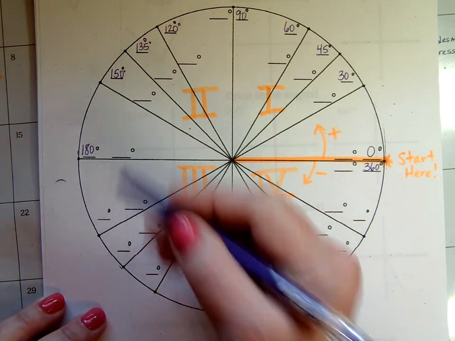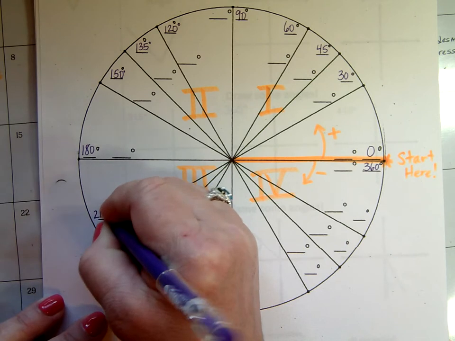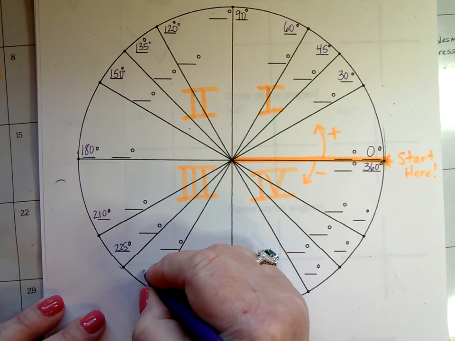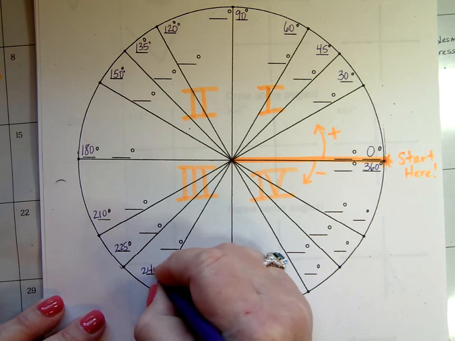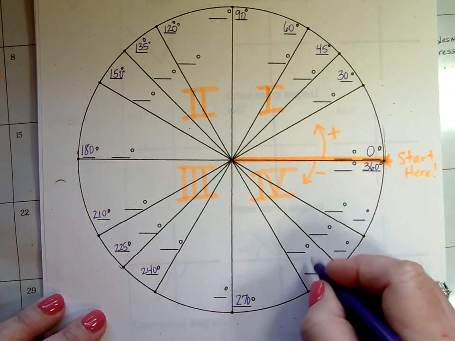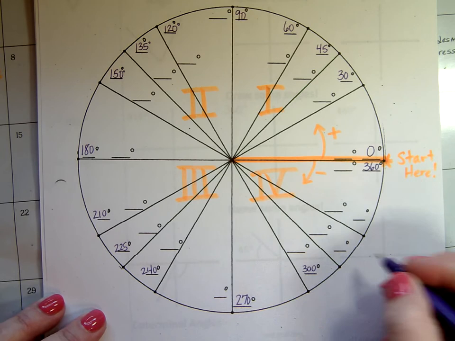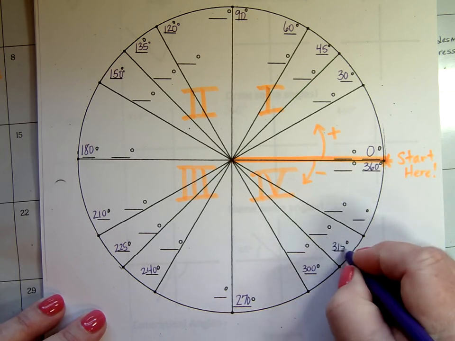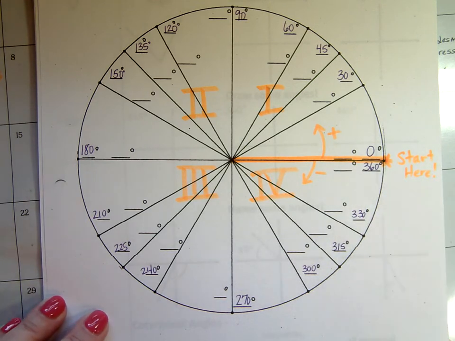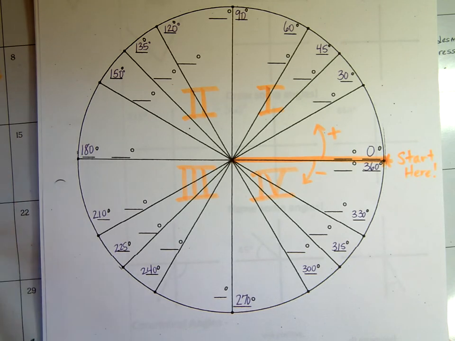All right, let's go 30 more. That puts this at 210. 15 from that is 225. 15 from that is 240. 30 from that is 270. We got that. We're going to keep going. I'm going another 30. Well, that puts me at 300. Then I'm going 15, 315. And then I'm going another 15, that's 330. And that closes up the circle at 360. And so those are all of your positive angles going around your circle.